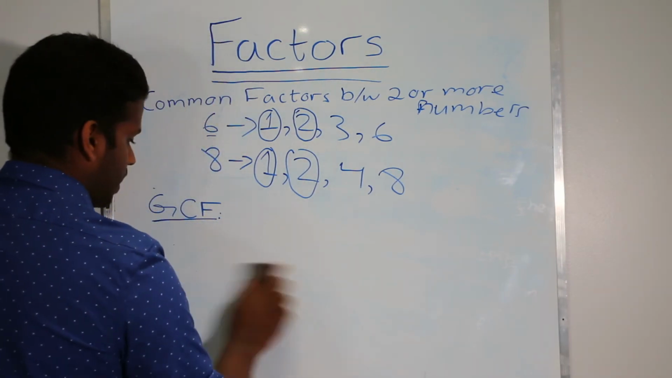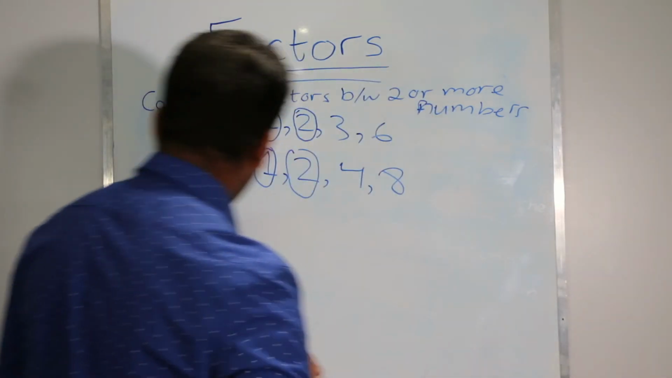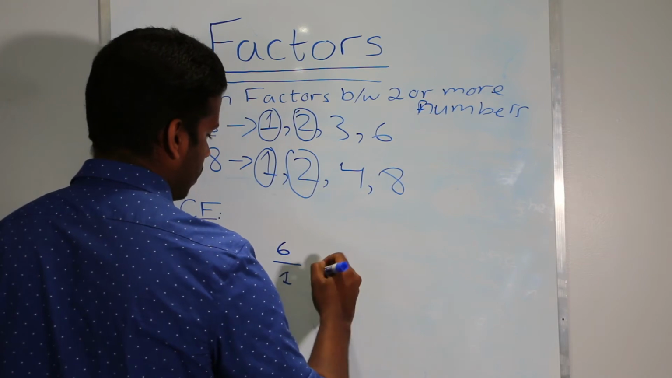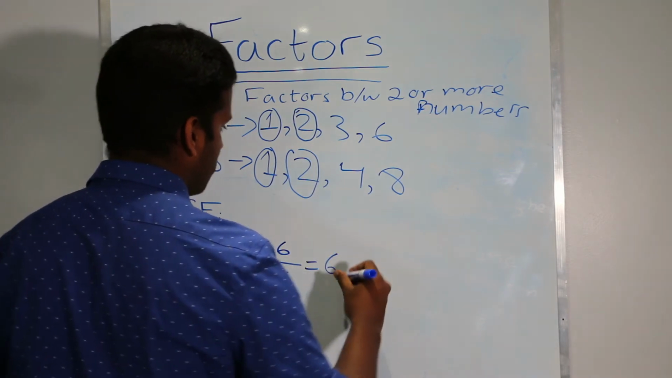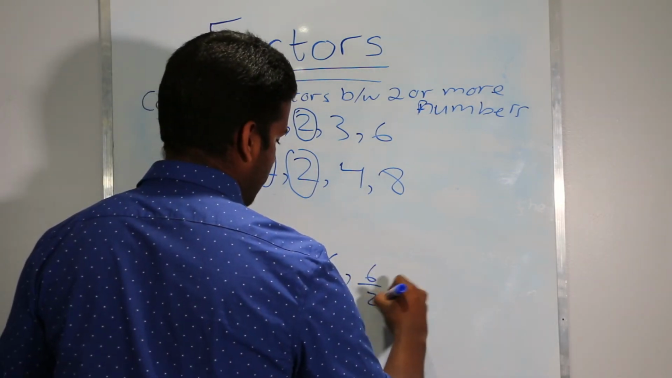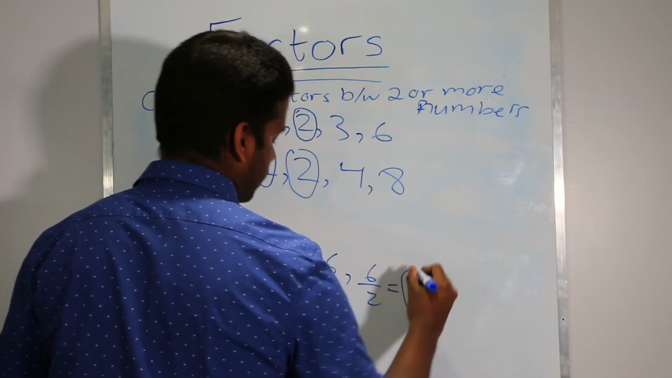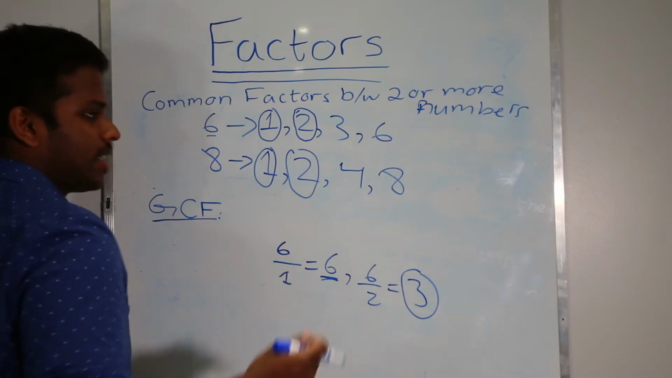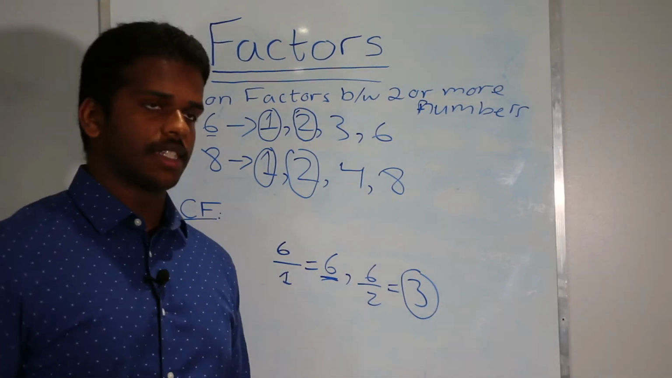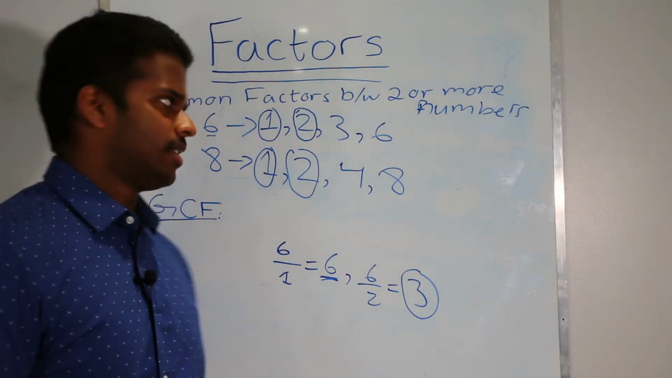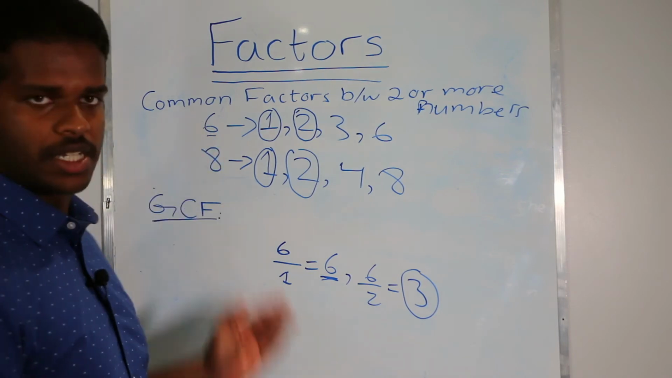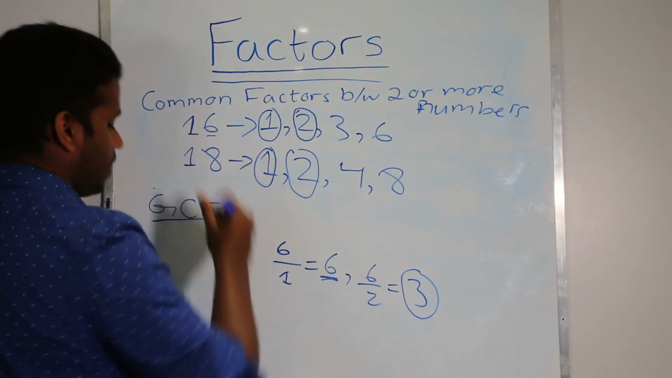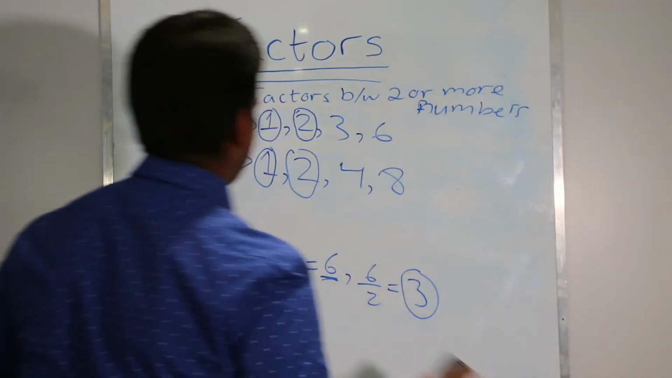I'll just try to erase this for you. Okay, so when we divide 6 by 1, we get 6. But when we divide 6 by 2, you get 3. So we've made it into a smaller number than this. So that is the significance of the greatest common factor. And it doesn't have to be these numbers, it could be any number. It could be 16 and 18, where the factors would change a bit.